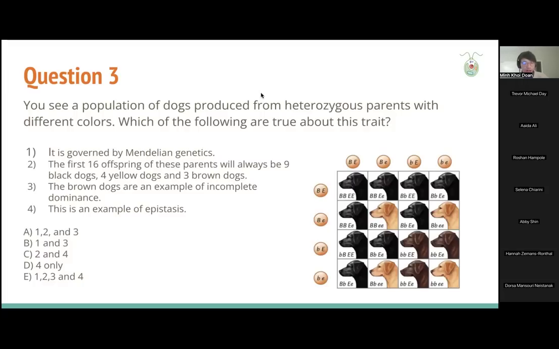The third statement, the brown dogs are an example of incomplete dominance. This is false. This is because with incomplete dominance, you would expect to see all heterozygotes, and you would not also expect to see this type of distribution, phenotype versus genotype. The fourth statement, this is true. This is because if you look at the chart a bit more carefully, you'll notice that every yellow dog has little e or is homozygous for little e. And this suggests that the little e allele is probably recessive for something to do with pigment deposition. And so the correct answer is D.